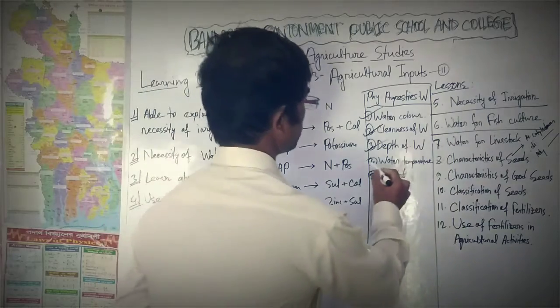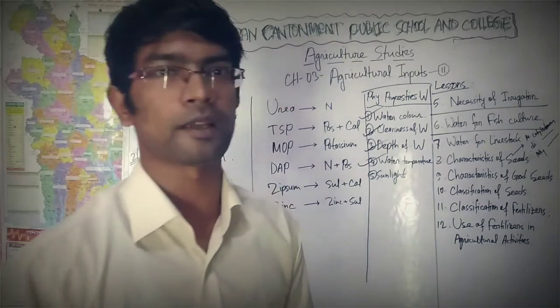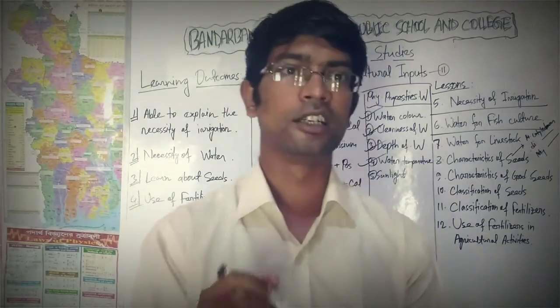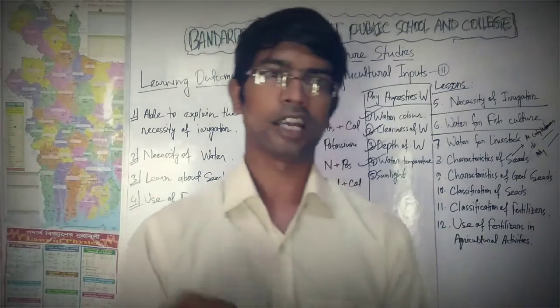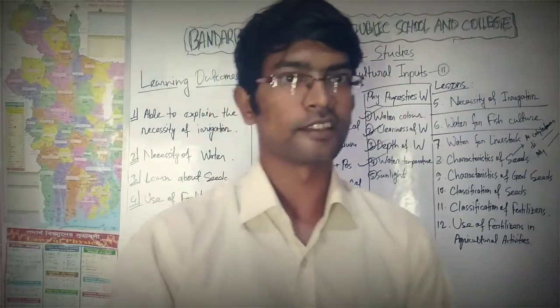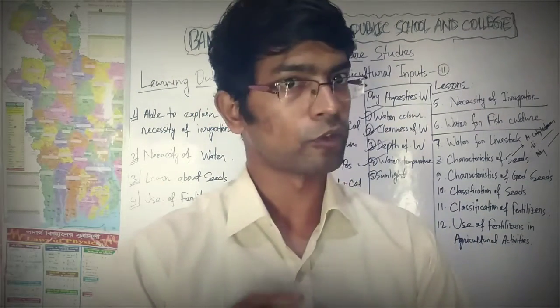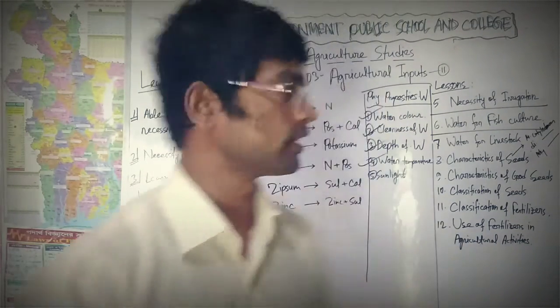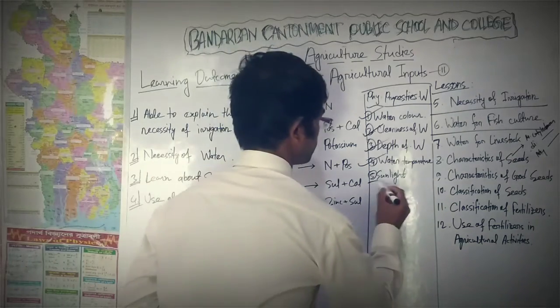Okay. Water temperature. What will be the temperature of water for fish culture? The general or ideal temperature will be 25 to 30 degrees Celsius for fish culture. And then sunlight.